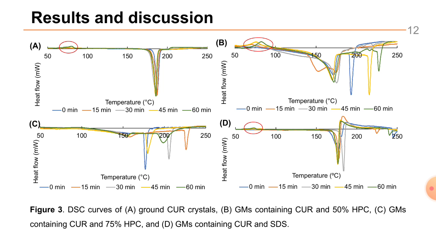In the case of tertiary GMs in Figure D, the presence of SDS raised the right shoulder and destabilized the curcumin melting peaks. However, the recrystallization phenomenon could still be observed.